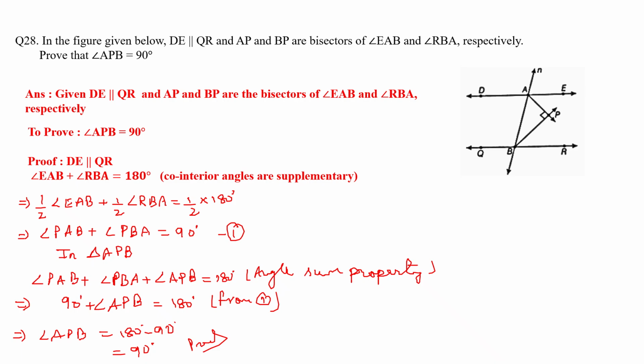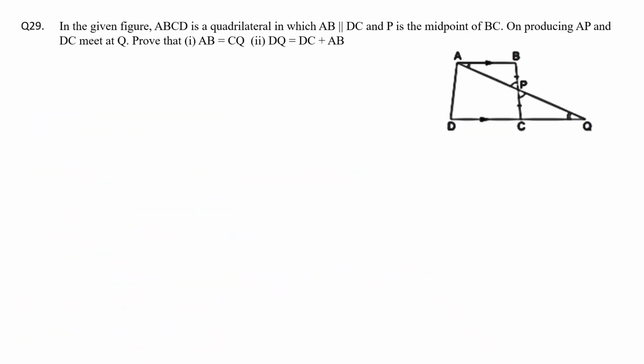So this is question 28. Now I'm moving to question number 29. But you can see that I have covered all the variety of the questions. Question number 29. In the given figure, ABCD is a quadrilateral in which AB is parallel to DC and P is the midpoint of BC. On producing, AP and DC meet at Q. We have to prove that AB equals CQ and DQ equals DC plus AB.